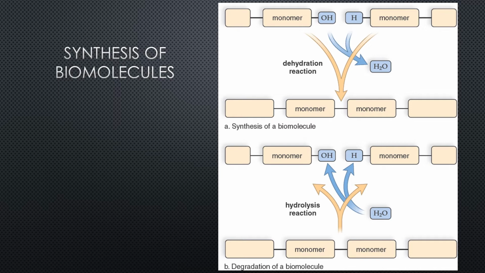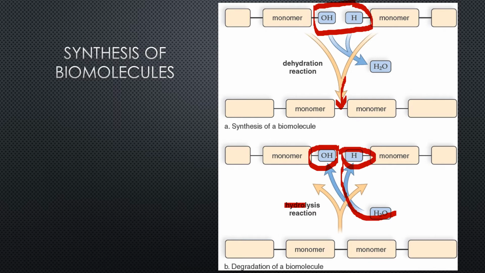So this is a great little flow chart here from your textbook, just to show how we make these. So the synthesis, as you can tell, is we are getting rid of water and bringing together those monomers with this bond right here. Conversely, if we want to break apart our biomolecule, we're going to do what's called a hydrolysis reaction. So hydro meaning water. So we're going to add water to break apart that same bond. So we have an OH group on one end and an H group on the other, linked to the 2 separate monomers, and that breaks that bond. So that's how we synthesize and degrade our biomolecules.